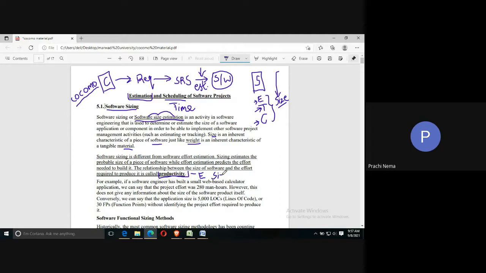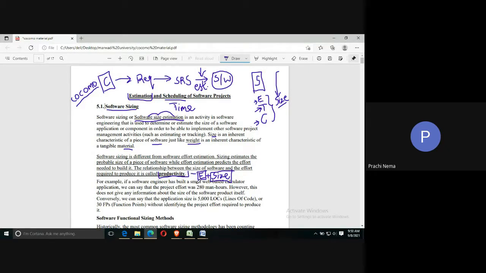Okay, size is basically what would be the size of your project. Size is basically how long, how short, how much complicated is going to be your project. And effort is how much hard work you need to put to make that software. So these two things together will tell about the productivity of the software. Okay, so the relation between size of the software and effort required to produce the software, that is called productivity.